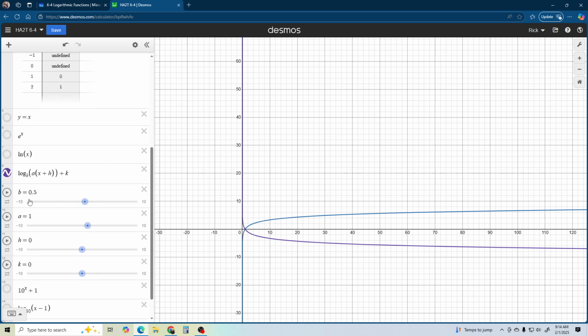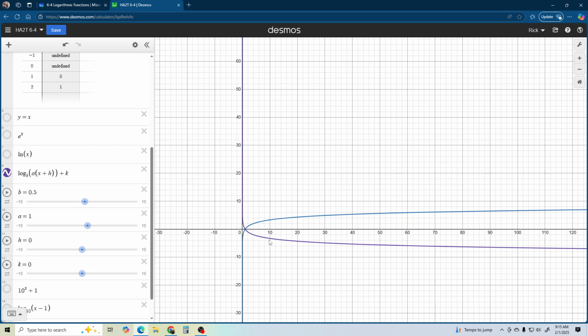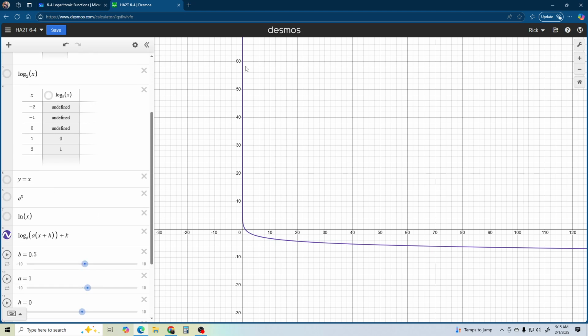So, in other words, if b is between 0 and 1, in other words, if it's like a fraction or a decimal, if b is between 0 and 1, it actually shows the equivalent of decay, right? So if we go back and get rid of this, this is actually exponential decay, but along the x-axis instead of the y-axis, right?